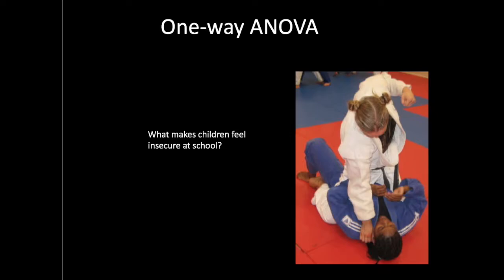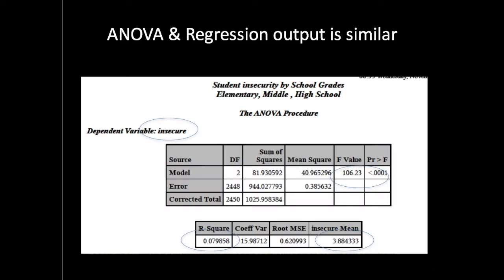So we're going to do a one-way analysis of variance, answering the question, what makes children feel insecure at school? No, this is not an example of racial problems. That's actually my daughter and her friend goofing off.